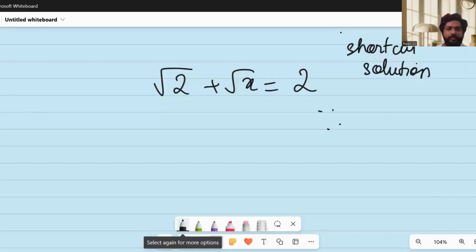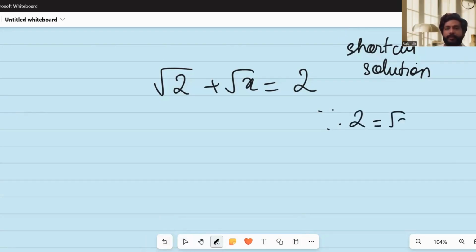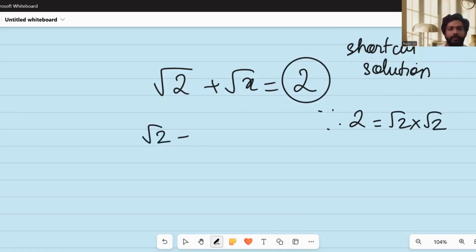Okay, so let's solve this and find the value of x. We can write 2 as root 2 into root 2, so we'll substitute that over here. So we have root 2 plus root of x is equal to root 2 into root 2.